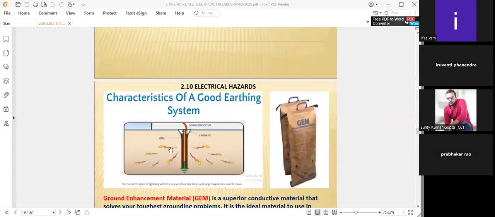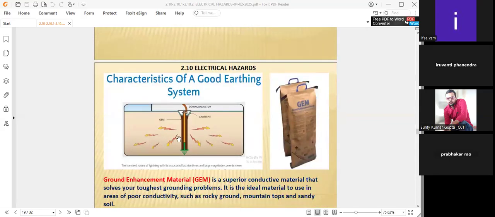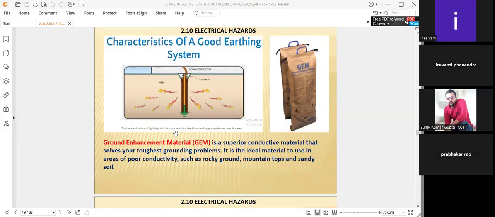If you see the characteristic of a good earthing system, where the electrical leakage will be there, the earthing pit will be there. This is the earthing pit. Normally, recently, from a few years back, one ground enhancement material called GEM has come, where we are putting this GEM material.